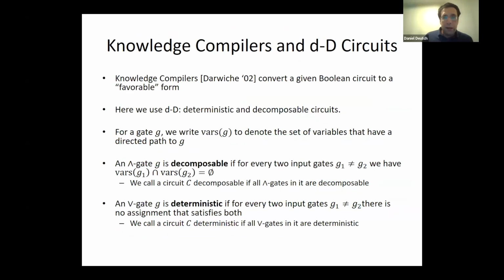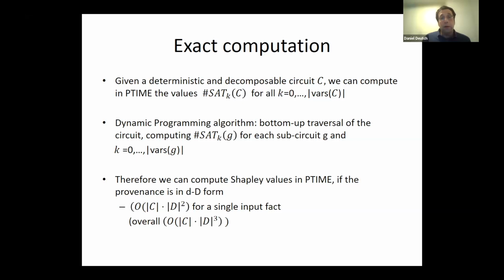So very briefly, knowledge compilers, we've used them in this setting to compile to a particular form called deterministic and decomposable circuits. And we say that an AND gate is decomposable if for each two input gates they do not share variables. And an OR gate is deterministic if there is no assignment that satisfies both sides of the OR gate. And for a deterministic and decomposable circuit, we can actually compute in polynomial time the #SAT_k value for all k's, essentially via dynamic programming.